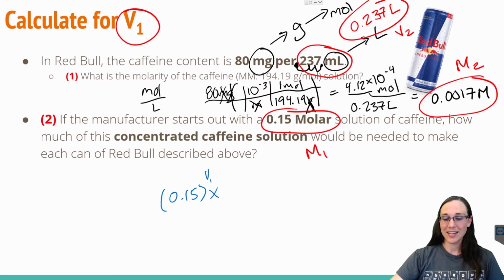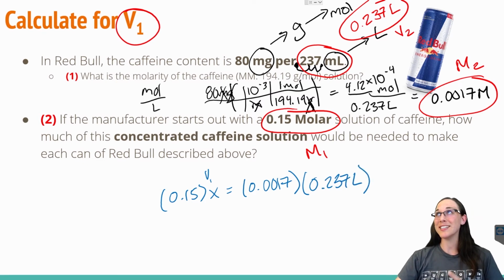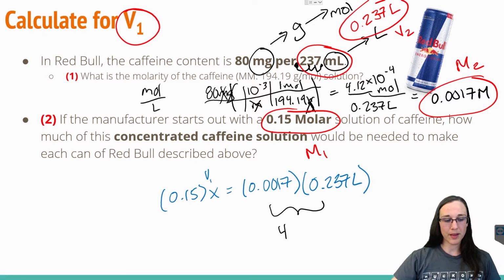Either way is fine. Set that equal to our M2, the 0.0017 that we calculated before, times 0.237 liters. Notice I kept it in the liters because to plug it into the equation, you need to have it in liters, not milliliters. When we multiply these two values together, we get 4.12 times 10 to the negative 4, and we set that equal to 0.15x. Divide off the 0.15 from both sides.